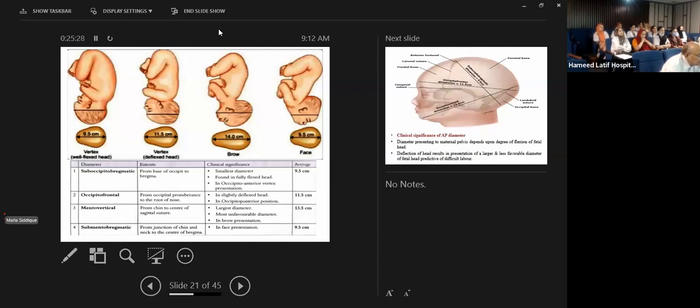Now the mentovertical diameter. It occurs in brow presentation, which is 13.5.